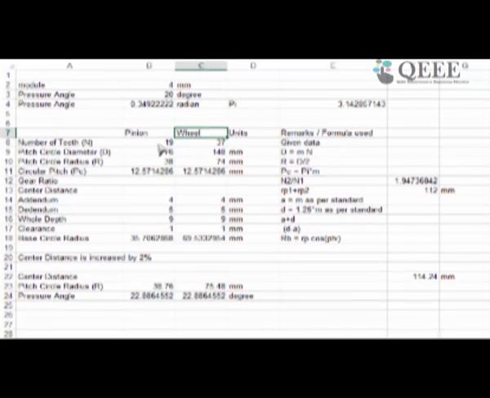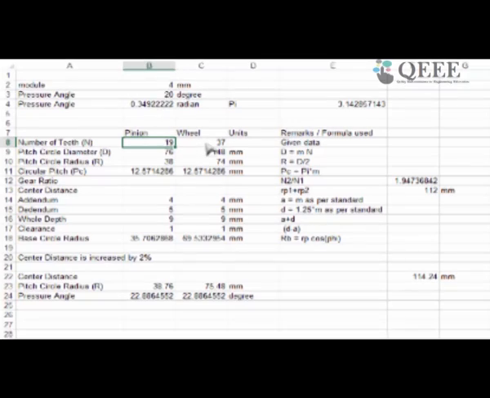It is given that the number of teeth is 19 in the pinion and the number of teeth in the wheel is 37. The wheel is, remember, the larger. So the larger gear will have the larger number of teeth also. This is as per the data.